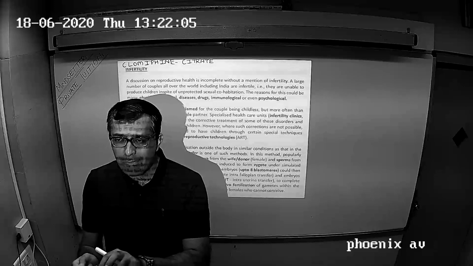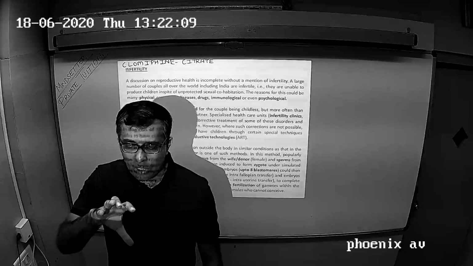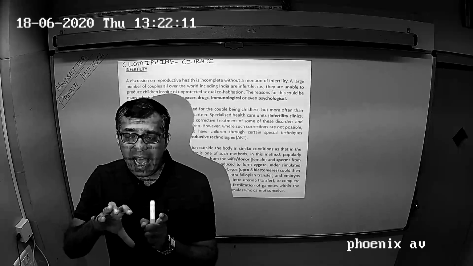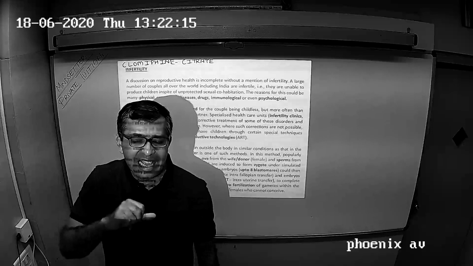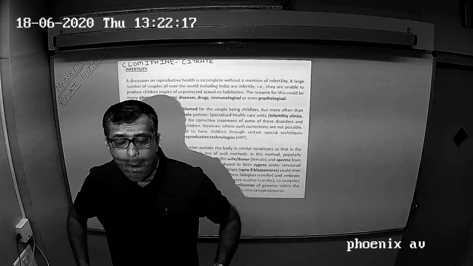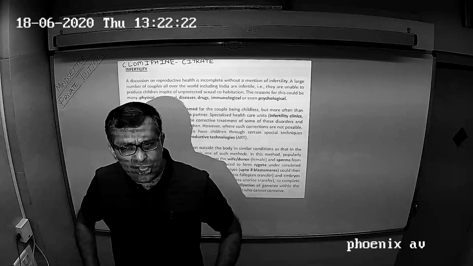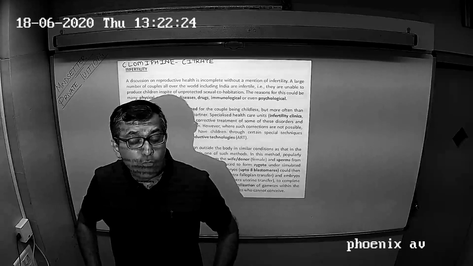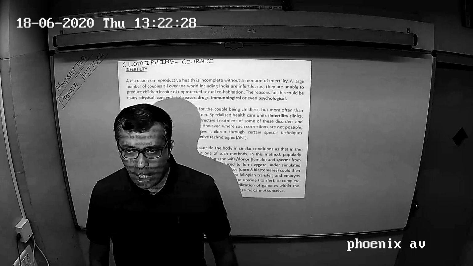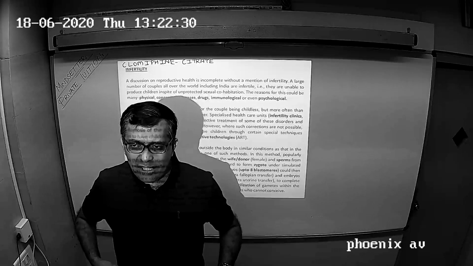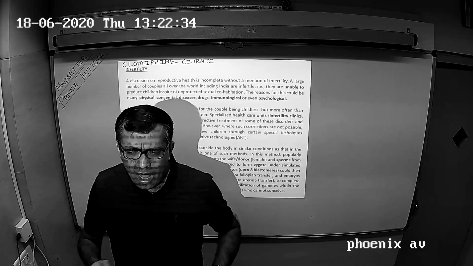FSH will stimulate many primordial follicles to become enlarged into secondary follicles. LH is given in a small dose which will help in formation of a Graafian follicle, and multiple Graafian follicles are formed in the ovary just about to ovulate. Of course, ovulation takes place on what day? On the 14th day.